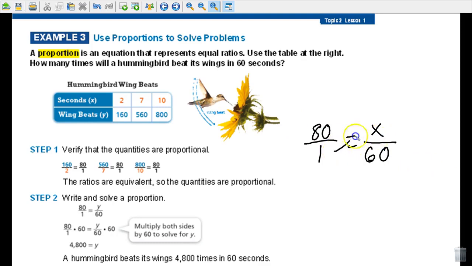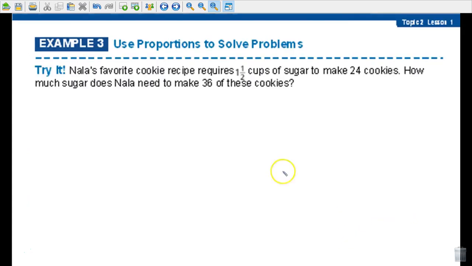So now all we have to do is cross multiply, okay? So we get 1 times x equals x, and then 80 times 60, 8 times 6 is 48, and then you can just add the 2 zeros. So 60 seconds will be 4,800 beats. Okay? Go ahead, do the example 3. Try it. Pause it right now.